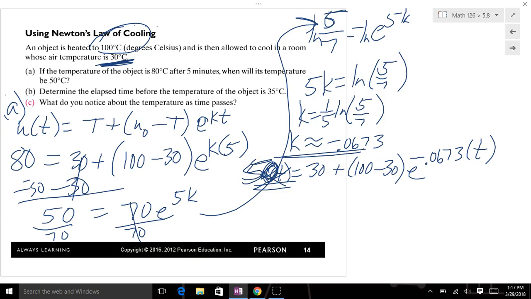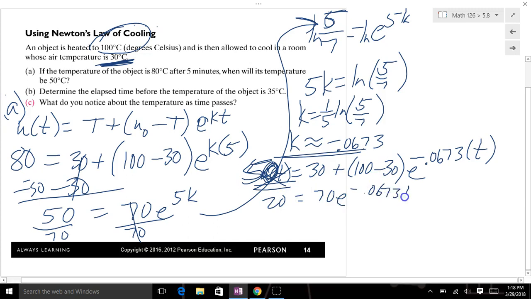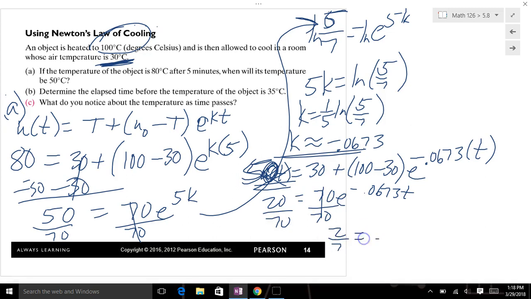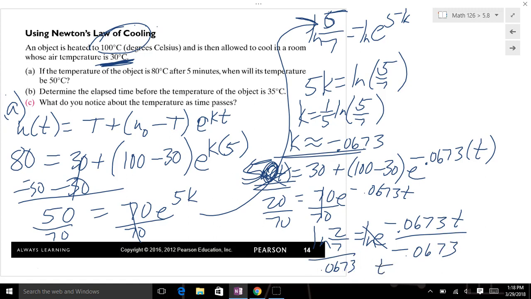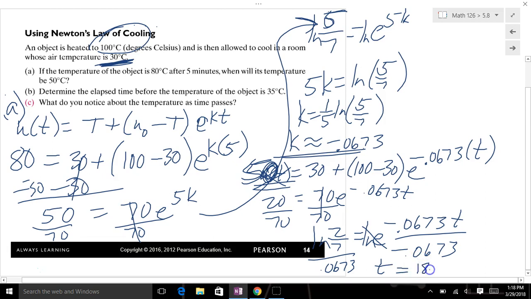Okay, subtract 30 both sides, so now you got 20 equals 70 e to the negative 0.0673 t. Divided by 70, now you get 2/7 equals e to the negative 0.0673 t. Take the natural log, and now we're going to divide by 0.0673, and your time is going to be 18.6 minutes.